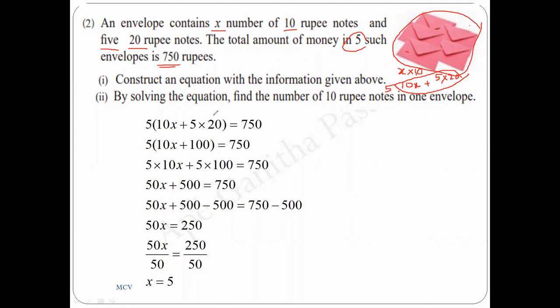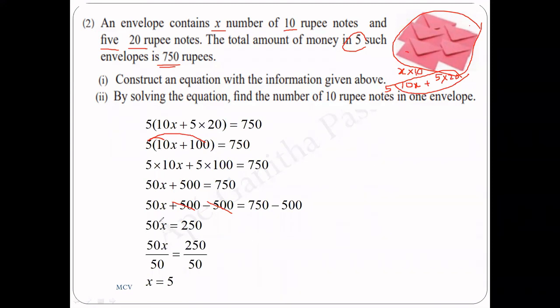Now let's simplify. 5 into 20 is 100. So 5 brackets 10x plus 100 equals 750. Now remove brackets. 5 into 10x is 50x, and 5 into 100 is 500, equals 750. Now to remove this plus 500, put minus 500 on both sides. Then 50x remains on the left hand side. 750 minus 500 is 250.